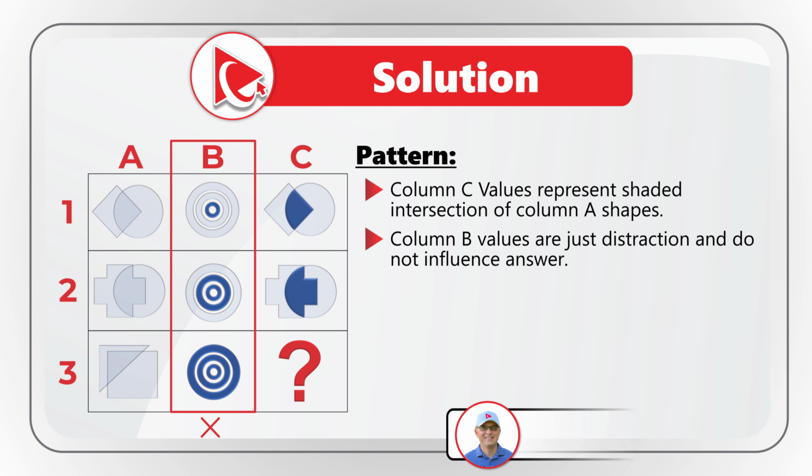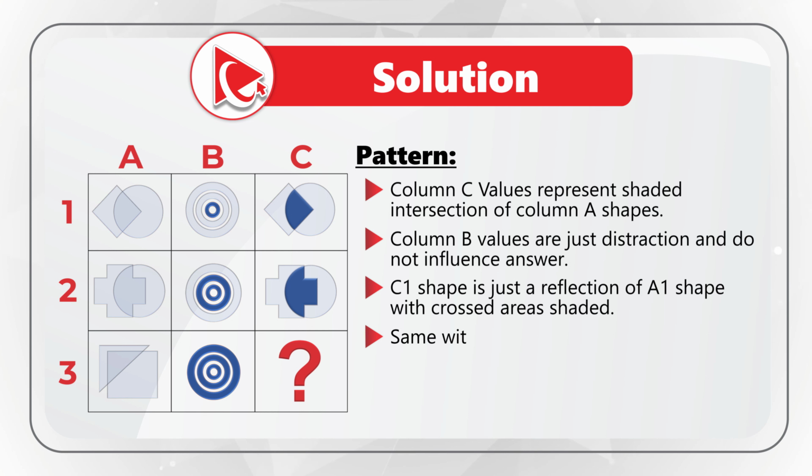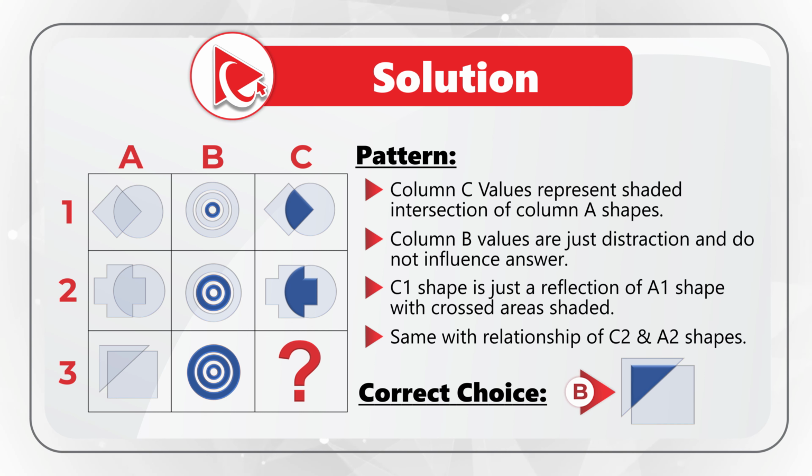For example, C1 shape is just a reflection of A1 shape with the crossed shaded areas. Same with the relationship between the C2 and A2 shapes. Considering this, the correct choice here is choice B, where triangle and square are intersecting, and there's a shaded gray area on the intersection.